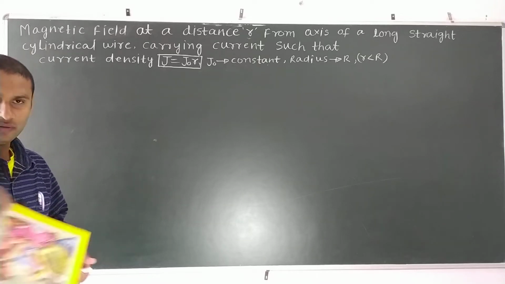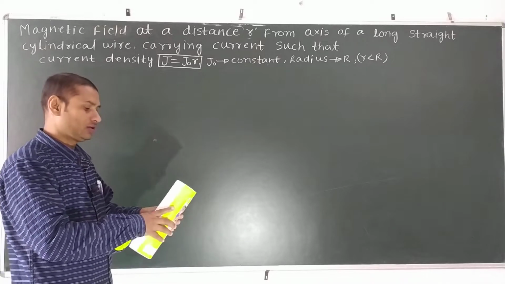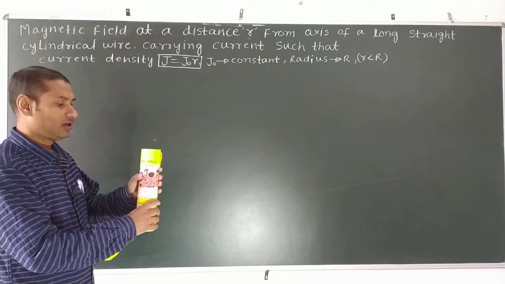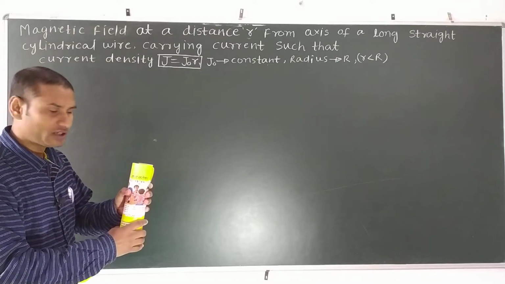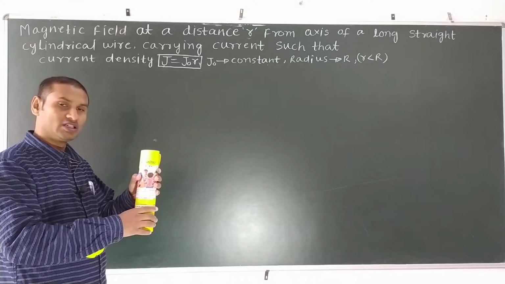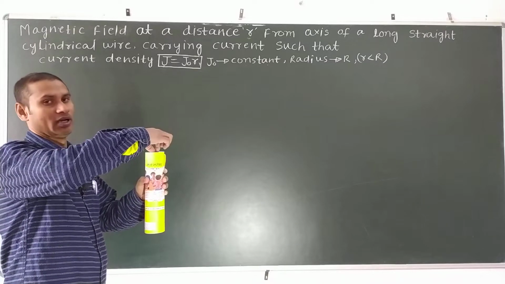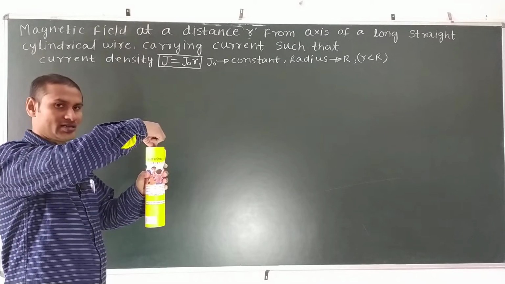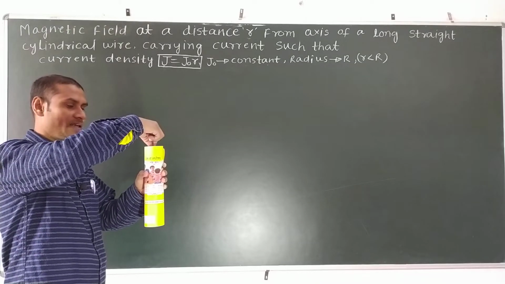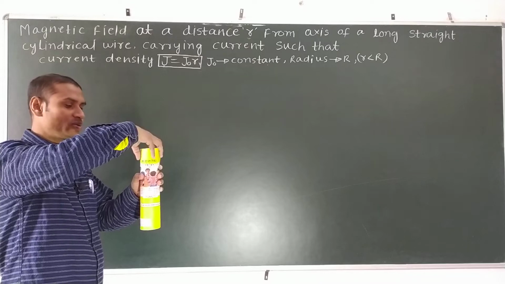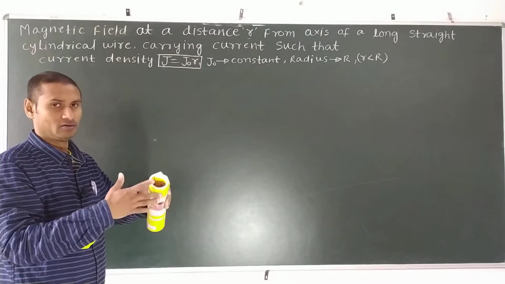Suppose this is the cylindrical wire, and we have to find the magnetic field at a point P at a distance r, where r lies inside the wire, that is, r is less than the radius of the wire, and the current is present throughout the whole cross section of the wire.